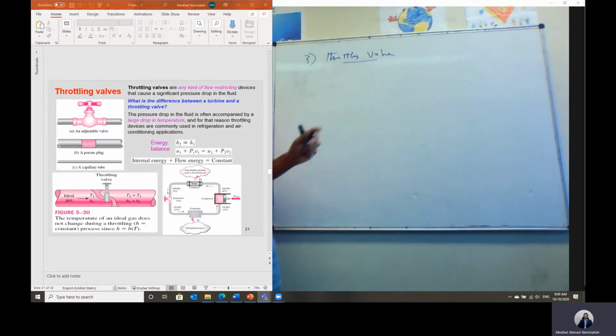Actually, the throttling valve is a very important device which is used mainly in refrigeration and air conditioning systems. The idea of the throttling valve is that it's a kind of flow restriction that results in a significant drop in pressure and also a significant drop in temperature.